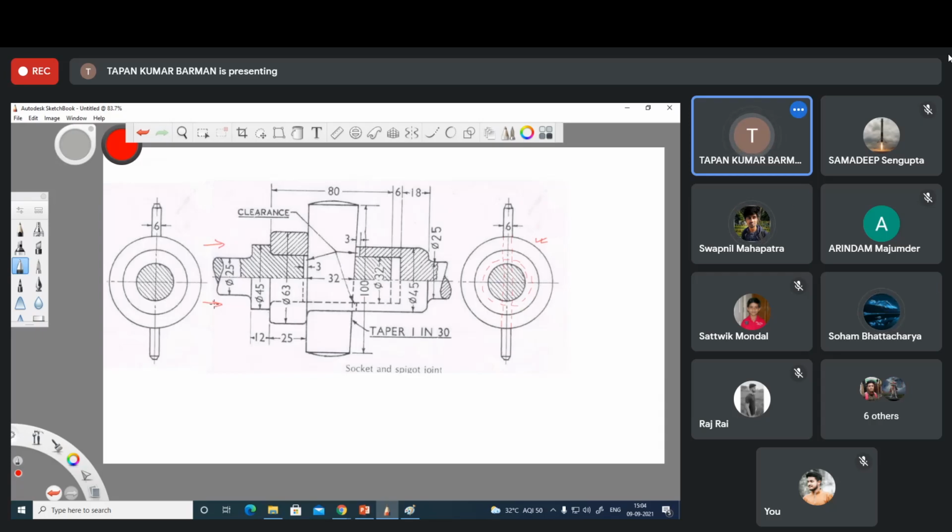Is it that first angle always means the object should be in the first quadrant, or third angle means the object should always be in the third quadrant? Then only will it be your first angle or third angle? No, sir, not necessarily. So if I say what is first angle, what should be your answer?